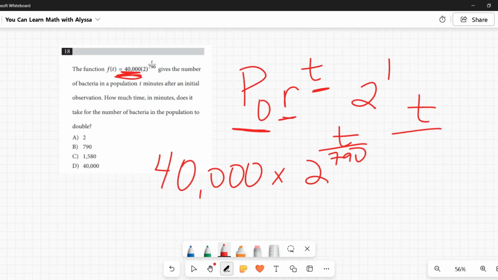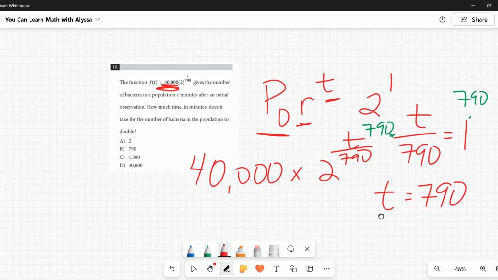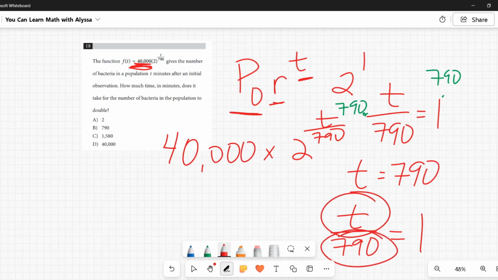And you can set this up as an equation that t over 790 equals 1. Absolutely can do it that way. I multiply both sides by 790, and I get that t is equal to 790. And that's it. You also could look at it as, without actually writing out the math, you might go, a number over itself is equal to 1. So if 790 is on the bottom, 790 must be on the top too. Also equally valid. Whatever makes the most sense to you, that's what you should do.